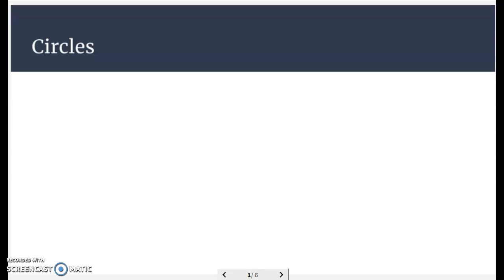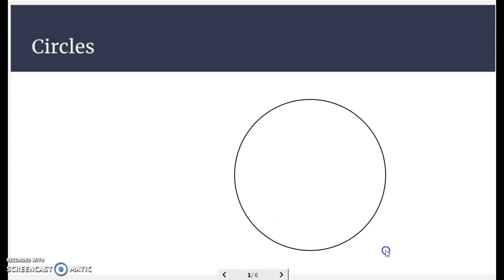Welcome back, everybody. Today we're going to talk about circles and some basic properties of a circle. When we talk about circles, they're usually labeled with a point in the middle and they could have a letter with it. So this would be called circle B.